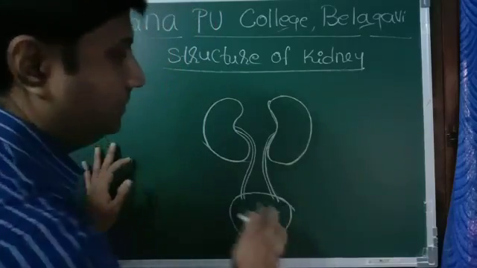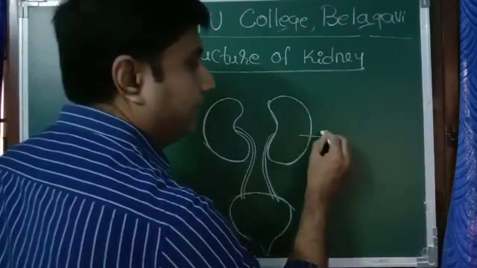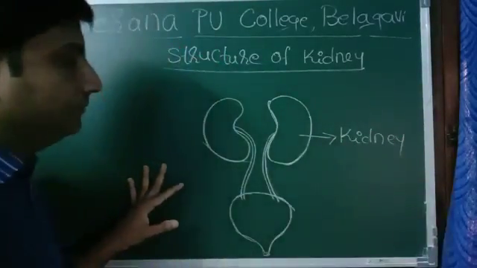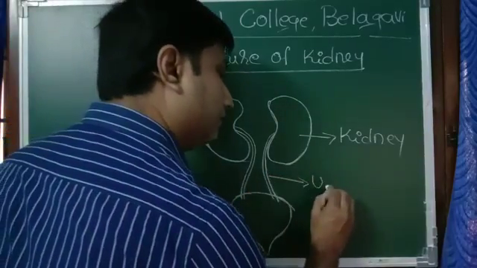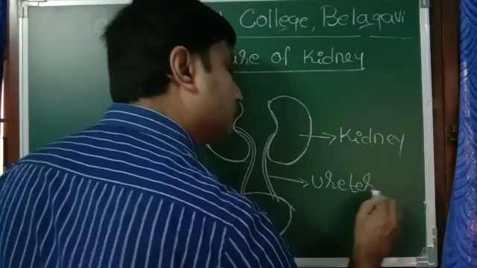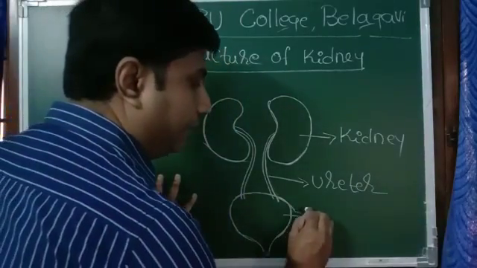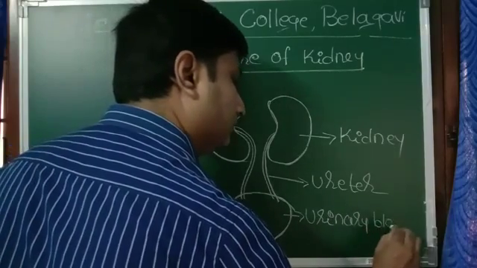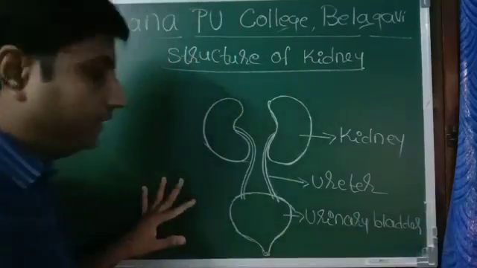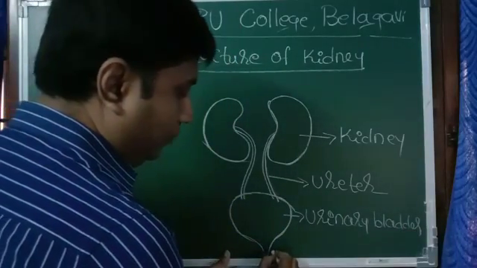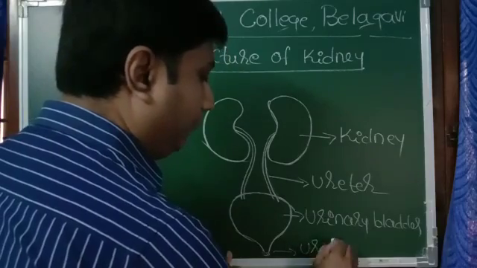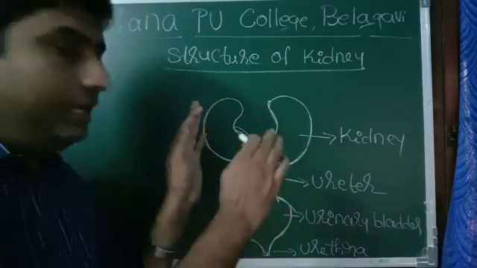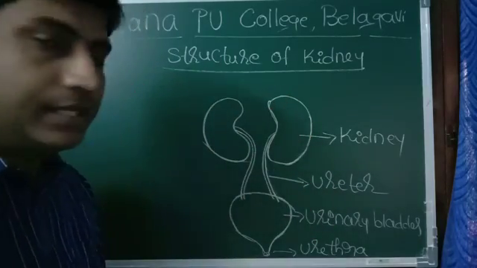It's the rough sketch of our kidney. So this is the kidney. This is the ureter. This is the urinary bladder, and this is the urethra, the opening from where the urine passes out of our body. So this is the simple structure of our excretory system.